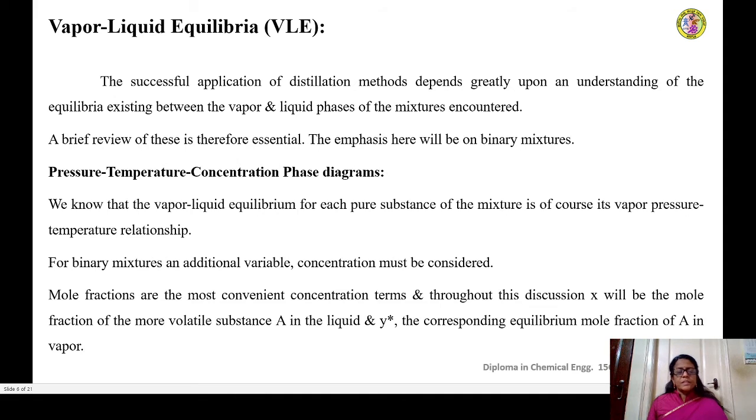We all decided in the previous session that we are representing the composition of the various substances in a mixture in terms of mole fractions. Throughout our discussion, we will be coming across this X and Y star. You all must know what an X and a Y star are. Let me make you recall: X is a notation we have been using in this distillation chapter to represent the mole fraction of the more volatile substance A in the liquid phase, and the corresponding vapor phase composition at equilibrium is Y star.